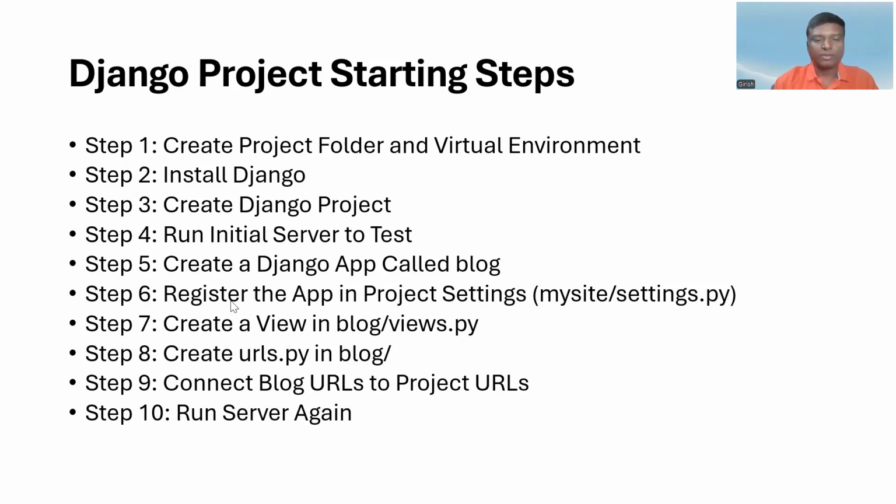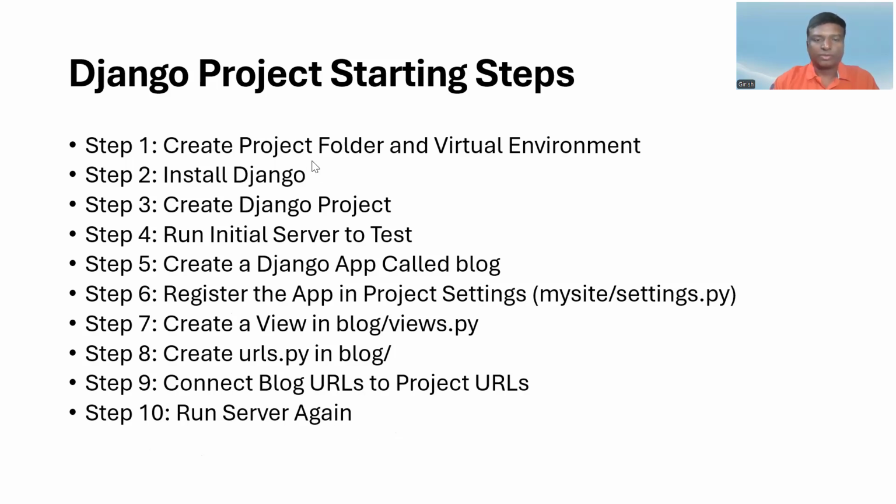Now after that, we have to register the web application in the project settings of the main project. I'm calling the main project mysite and the web app blog here. Now create some views in the blog under views.py file. And in step 8, we have to create a urls.py file inside the blog and then connect the blog URL to the project URL and run the server again. I'll show every step practically.